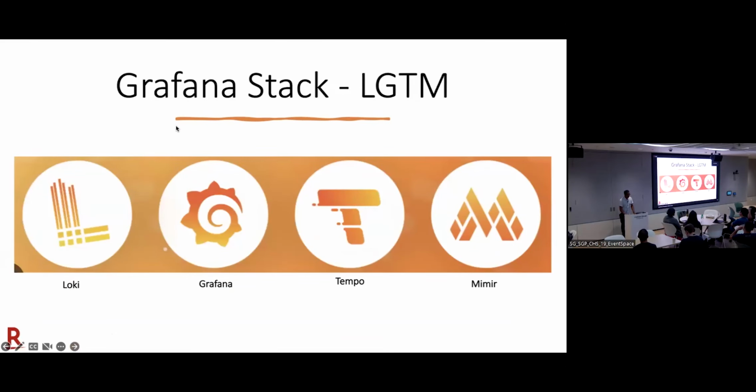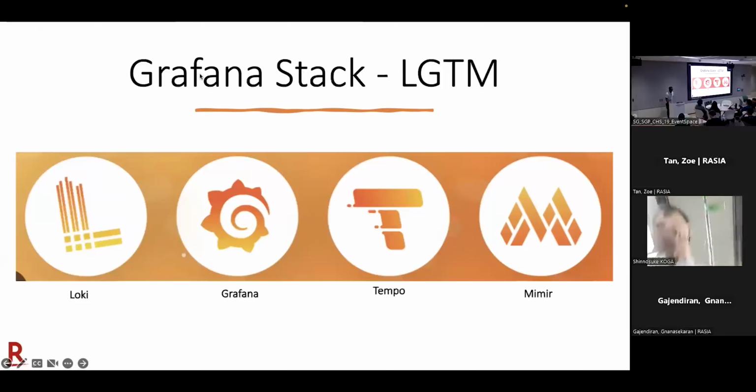Okay. As I mentioned, we're going to monitor three things: one is the logs, another one is the traces, and another one is the metrics. For the Grafana stack, they call it the LGTM stack. L stands for Loki, G stands for Grafana, T stands for Tempo, and M stands for Mimir. Loki is used to collect the logs. From your application you can ingest the logs to Loki, and you can visualize them in Grafana.